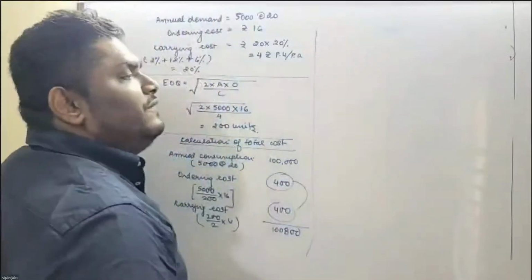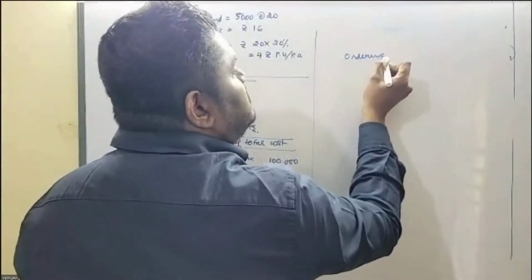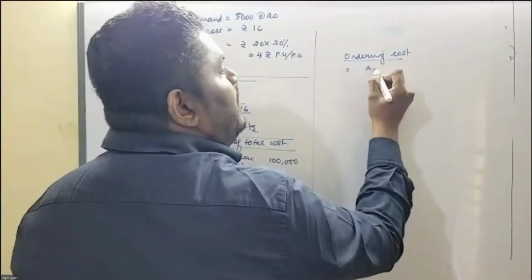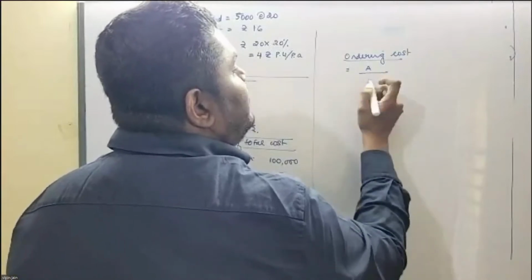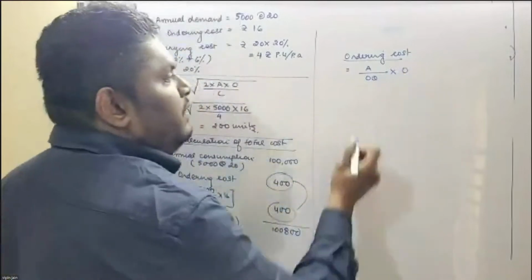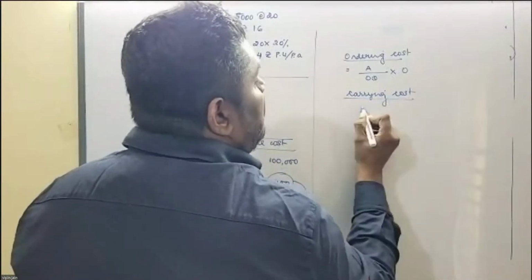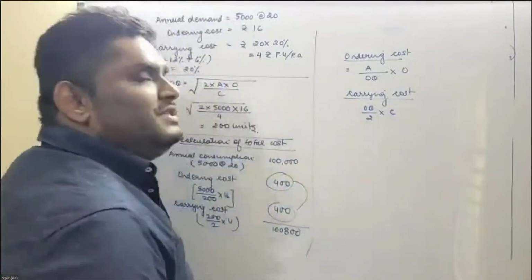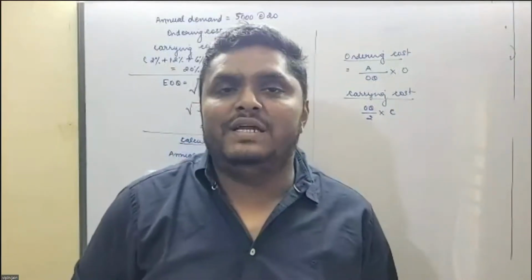Further, there are formulas also given in study material, but I think now there is no need to remember the formula, but still writing it for your reference. When talking about ordering cost, how do we calculate the ordering cost? That is annual requirement divided by reorder quantity or order quantity into ordering cost per order. And when talking about carrying cost, that is my order quantity divided by 2 into C. So this is the formula also given in study material, but I suggest you guys no need to remember the formula if you are thorough with the concept.